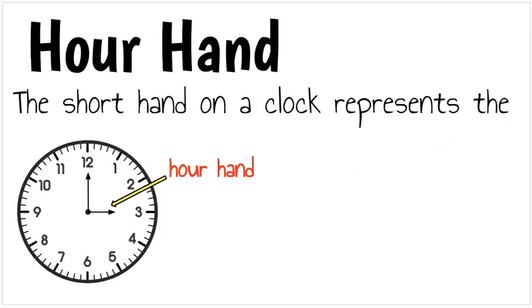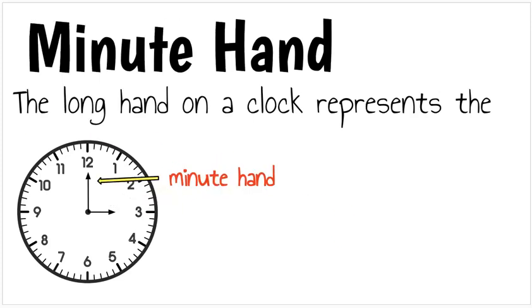Next, let's move to clocks. We have the hour hand. The short hand on a clock represents the hour hand. And here you can see it in a picture. We have the minute hand and the hour hand is the short one. So the short hand on a clock represents the hour hand.